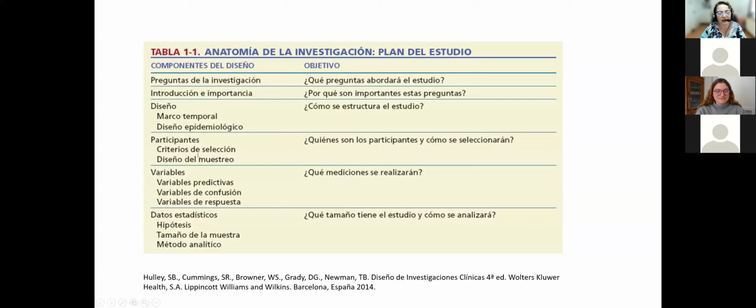Other essential elements are the participants: how I choose my participants, what the selection criteria are, how I select these persons that will be part of the study, and the variables. So how can I make operational these concepts that I want to understand empirically? What are the variables that I will study? If they are quantitative values, how are we going to do these measurements? But also in qualitative studies, how will I capture these responses?